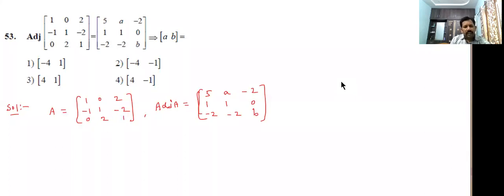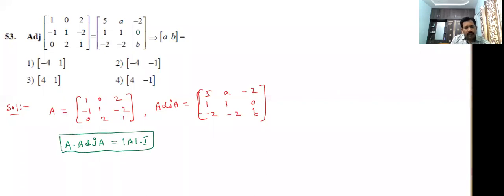How to find adjoint A? First we need to find the cofactors, that is the descriptive method. So I am going to use the objective method. A into adjoint A is equal to det A into I. This is the formula now.